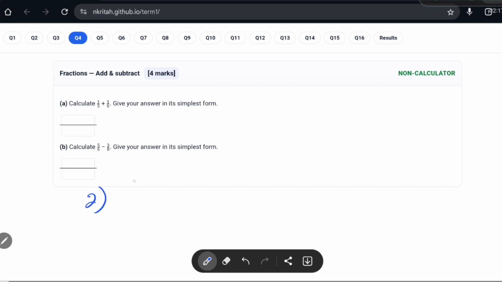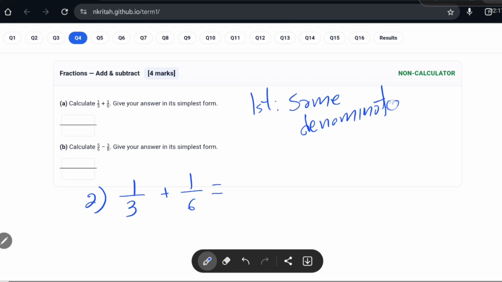In question number 4, I'm going to be adding and subtracting fractions, but when I'm looking at the first couple of fractions, I realize that I cannot add them because they don't have the same denominator. The number on the bottom is different. The first thing I'm going to need to do is to find the same denominator for both fractions. I'm going to create new fractions.